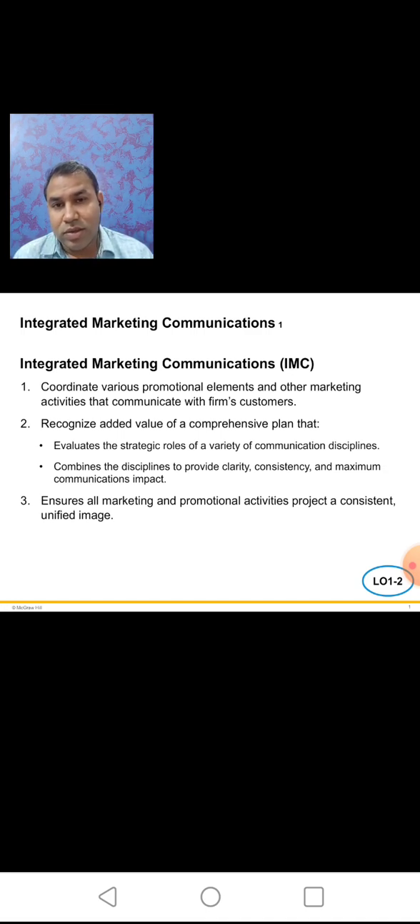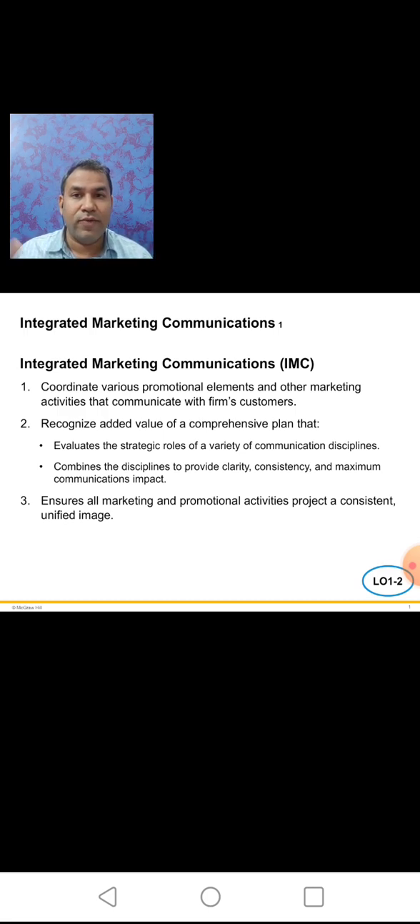Different communications disciplines are there that I have told, like advertisement, personal selling, publicity. The IMC actually creates a synergy among them and a strategic role for what each marketing element or each marketing tool is going to play in the communication program. Combine the disciplines to provide clarity, consistency, and maximum communication impact. So that is also there, meaning there should not be confusion.